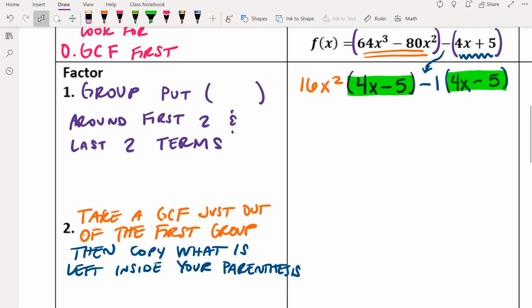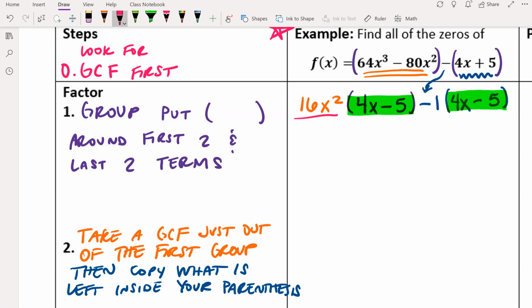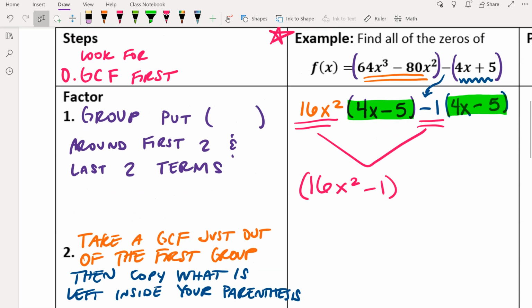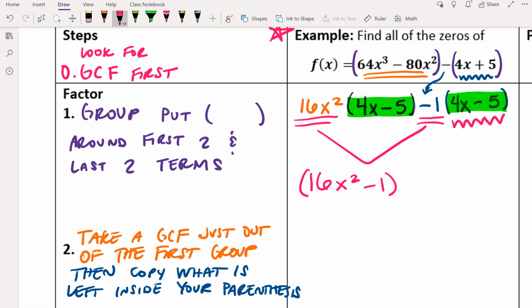Cool. Combine the outsides. Okay, 16x squared and -1 are on the outsides here, so we're going to combine those. 16x squared minus 1. Cool. And then our step said copy only one of the parentheses. So we're just going to copy one of these 4x minus 5s. Sweet. Y'all, we just factored by grouping. We took something that had 4 pieces, 1, 2, 3, 4, and we factored it into 2 factors, 2 groups.